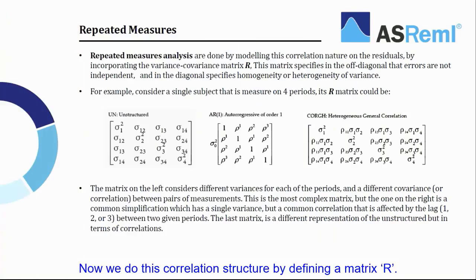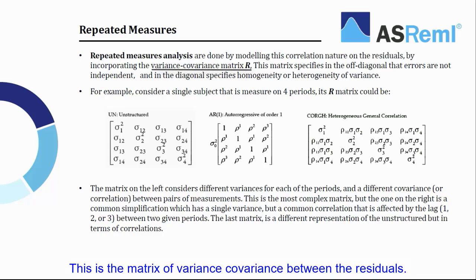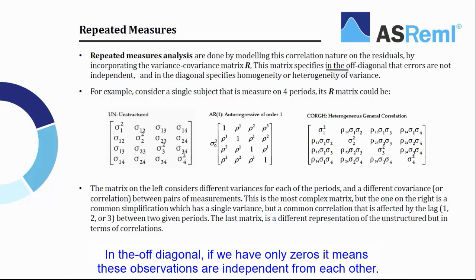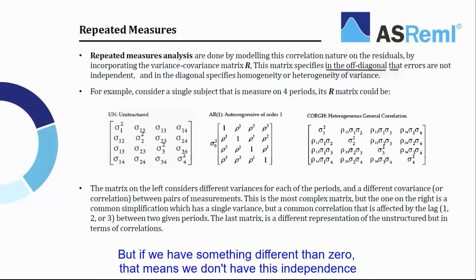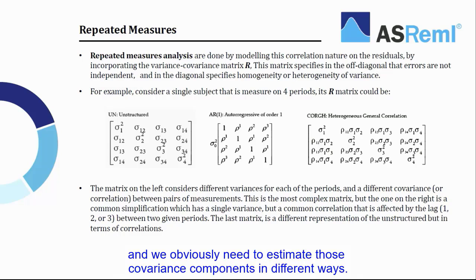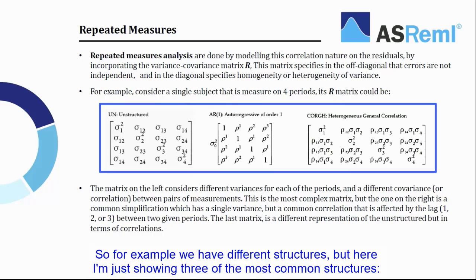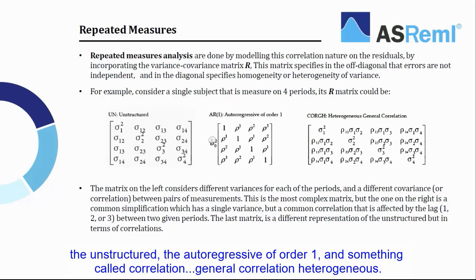Now, we do this correlation structure by defining a matrix R. This is the matrix of variance-covariance between the residuals. In the off-diagonal, if we have only zeros, it means these observations are independent from each other. But if we have something different than zero, that means we don't have this independence, and we obviously need to estimate those covariance components in different ways. So, for example, we have different structures, but here I'm just showing three of the most common: the UN structure, the autoregressive of order 1, and something called Corgh, general correlation, heterogeneous.